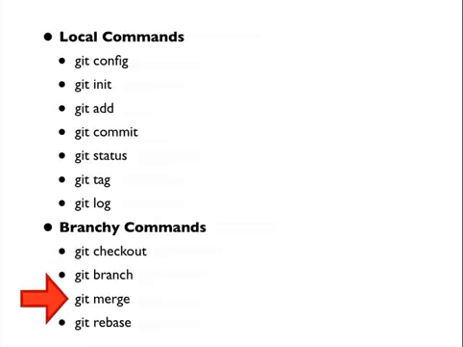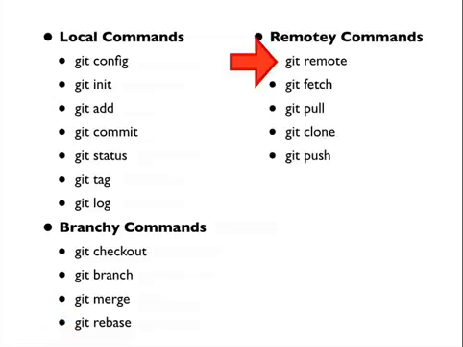Git merge will merge a branch into what we currently have checked out, or several branches into what we currently have checked out. Git rebase will do the same thing, only it writes the history differently. Git remote will show us our remotes or add new ones or delete existing ones. Git fetch will fetch objects that we don't have from a remote. Git pull will fetch the objects and then merge them into a tracking branch.